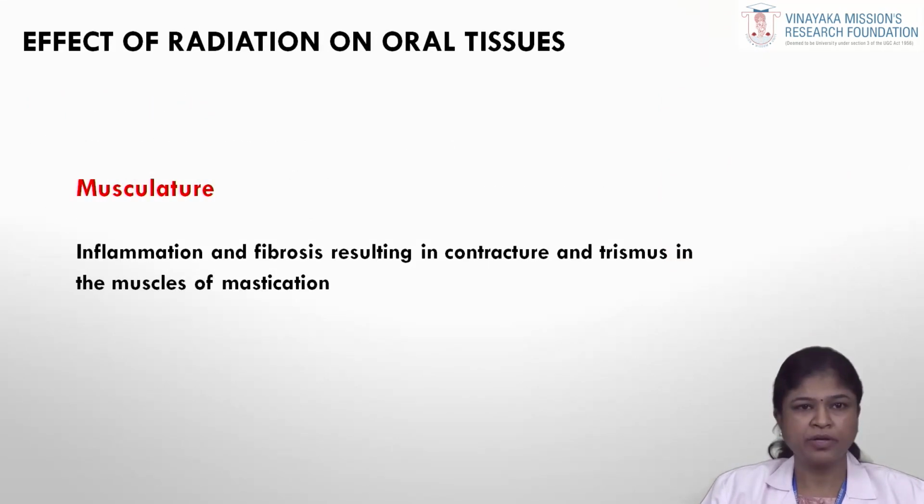Then the musculature. Radiation may cause inflammation and fibrosis, which results in contracture and trismus in the muscles of mastication. It is usually the masseter and the pterygoid muscles which are involved. It leads to restricted mouth opening, which usually starts about 2 months after radiotherapy is completed.